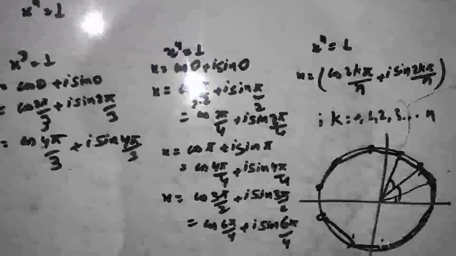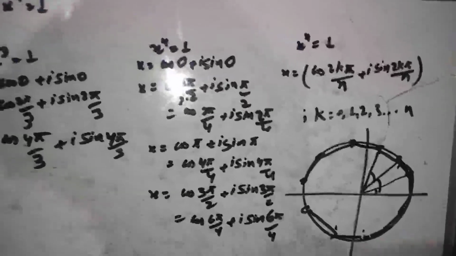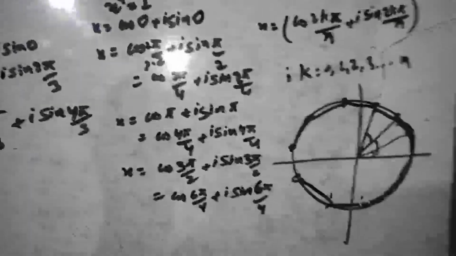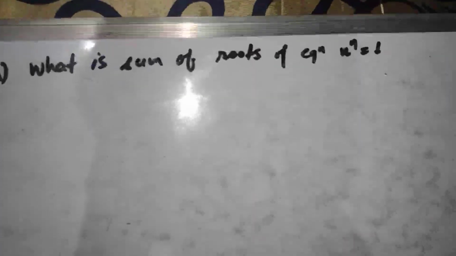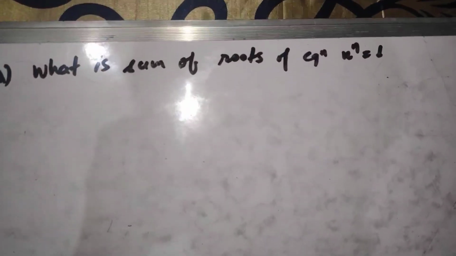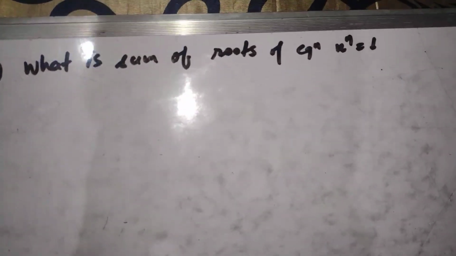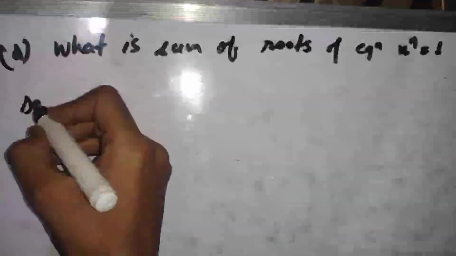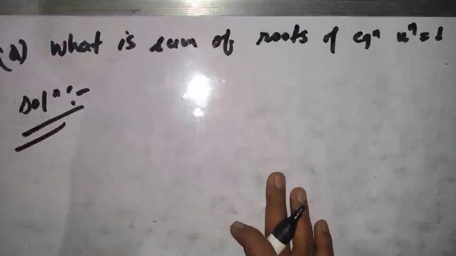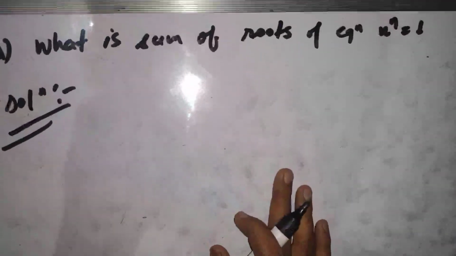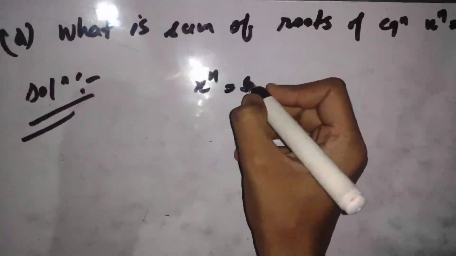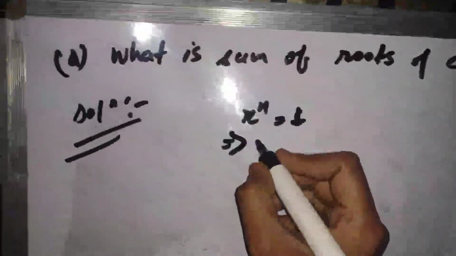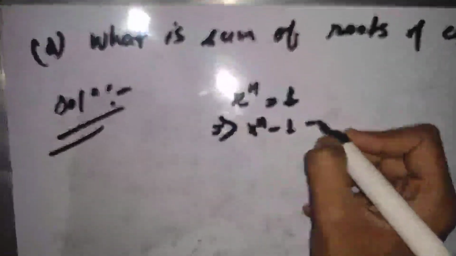Now let's talk about one of the properties of the nth root of unity, and then we will wrap up. The question asked is: what is the sum of the roots of the equation x to the power n equals 1? This is a very easily solved question, but let me explain it. The equation given is x to the power n equals 1. We can also write this as x to the power n minus 1 equals 0.